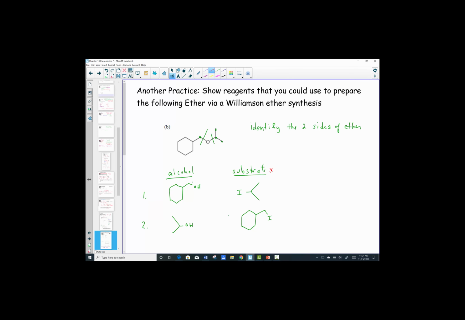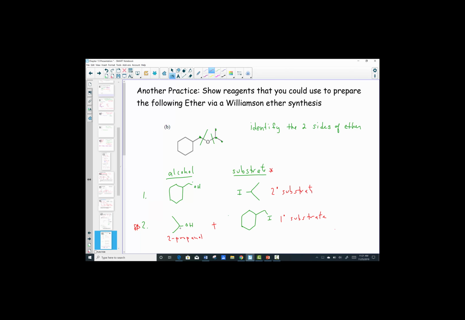This is the key to making your decision. Choice number 1 gives us a secondary substrate. Choice number 2 gives us a primary substrate. And we know that SN2 substitution is favored when we have a primary substrate. So this begins our reaction: let's start with 2-propanol. There we go. And our primary substrate will begin our reaction.